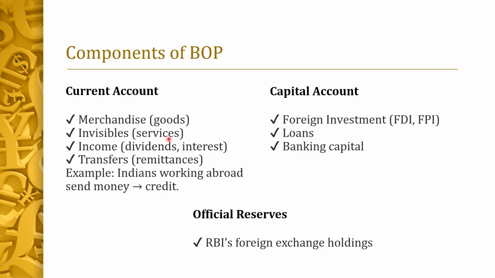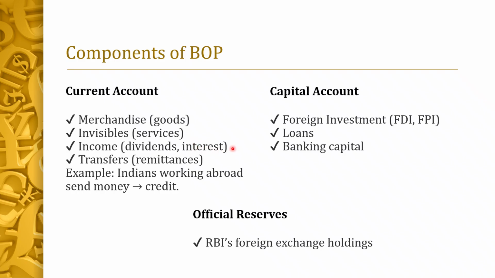Next is invisible, or we also call it as services. Like we have IT services, banking, tourism, transport, consultancy. Like India earns huge foreign exchange through software services. So credit in the current account.